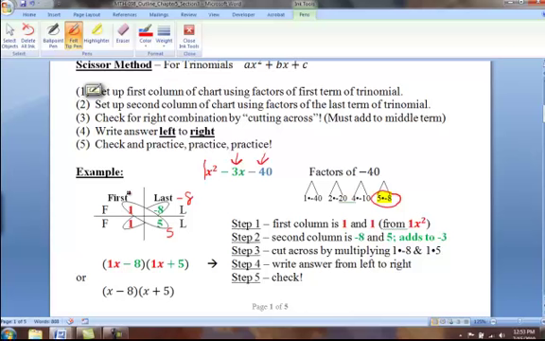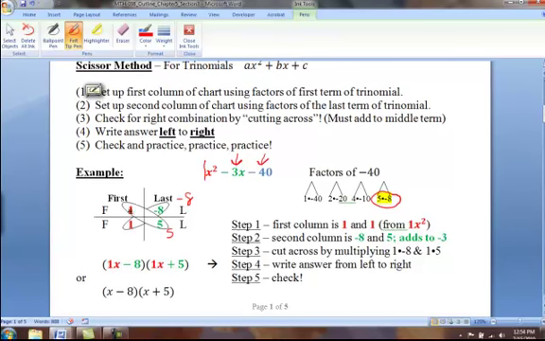Now once you have your chart complete, the rest is fairly easy. You're going to write your answer using these numbers left to right. So our answer would be 1, and then of course x. You know it has to be x because it has to give you x squared. So that's going to be 1x and then minus 8. Remember, we go left to right when we write our answer. So it's 1x minus 8. And then in the second binomial, we'll have 1x plus 5. Or you can just write that as x minus 8 times x plus 5.